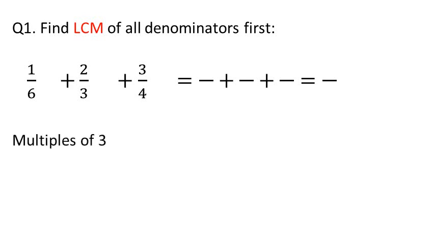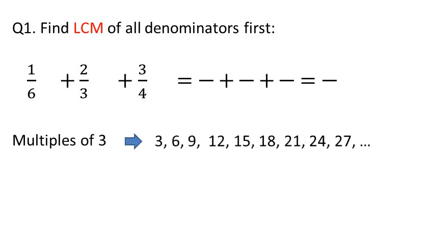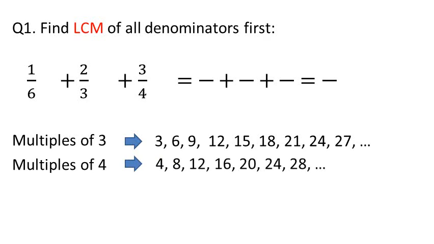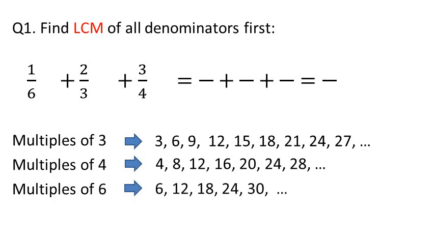Multiples of 3 are 3, 6, 9, 12, 15, 18, 21, 24, 27, and so on. Multiples of 4 are 4, 8, 12, 16, 20, 24, 28, and so on. And multiples of 6 are 6, 12, 18, 24, 30, and so on. So the lowest common multiple is 12.